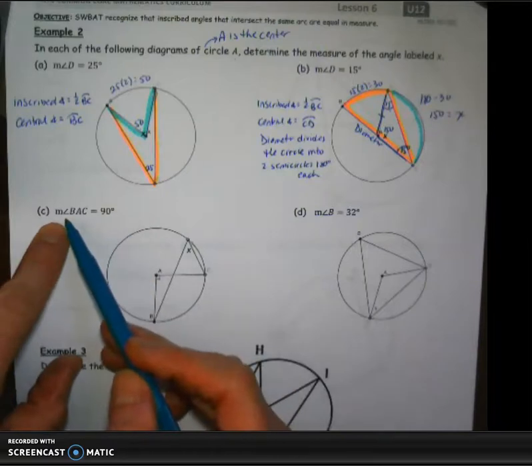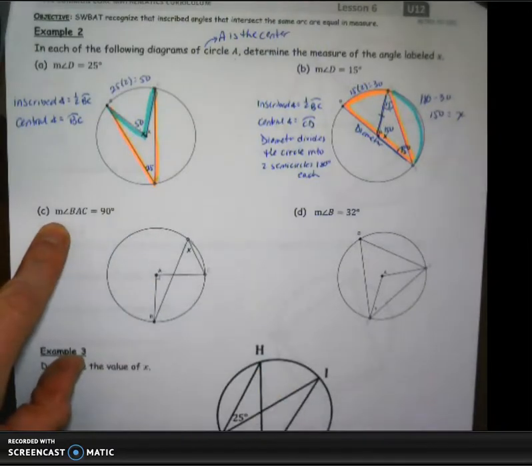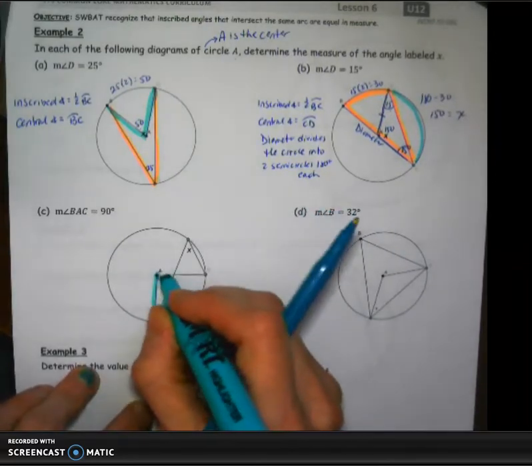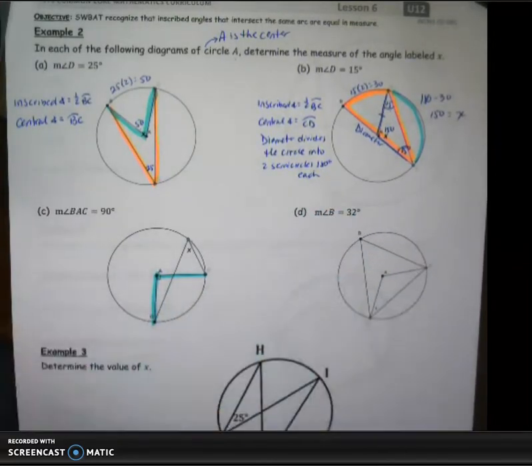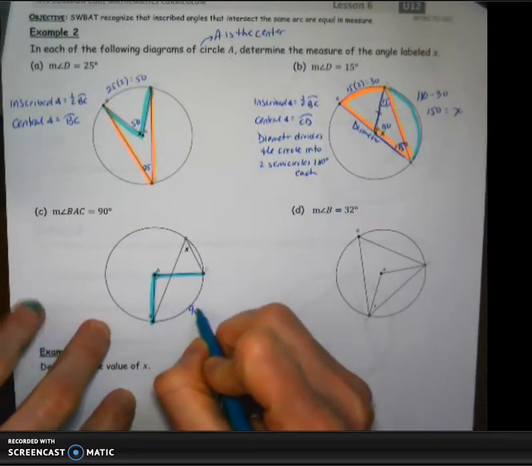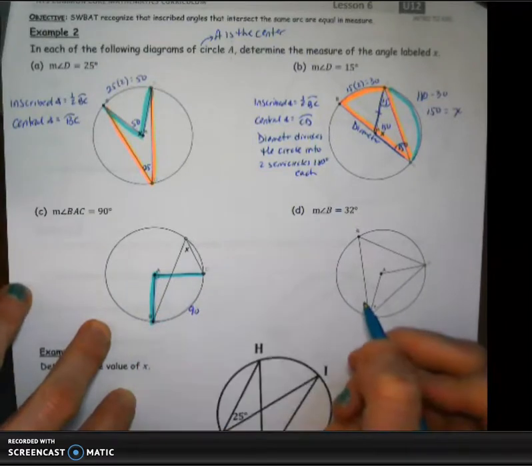And now we're on to letter C. It says the measure of angle BAC, A is the middle initial, that means that's a central angle, is equal to 90 degrees, which means arc BC is equal to 90, since the central angle is equal to the intercepted arc.